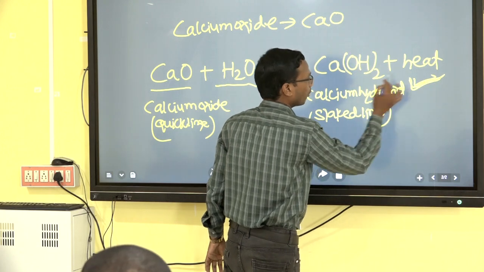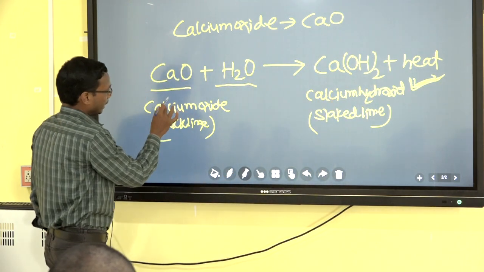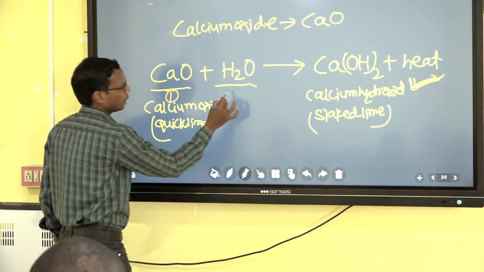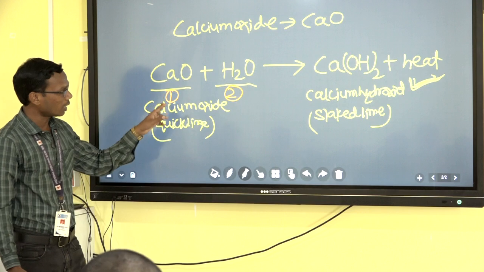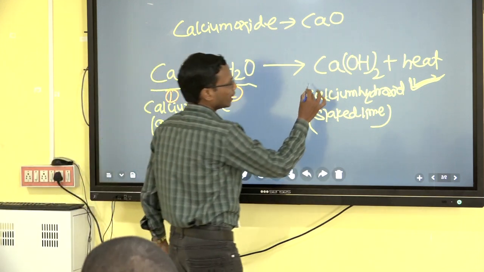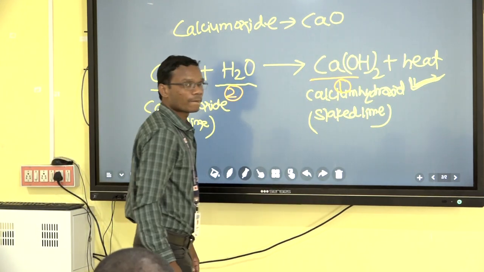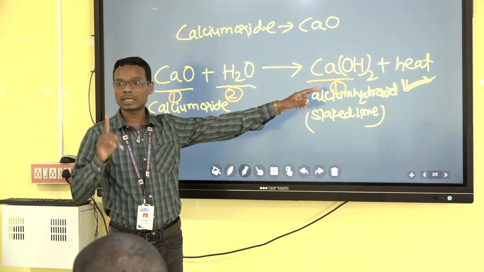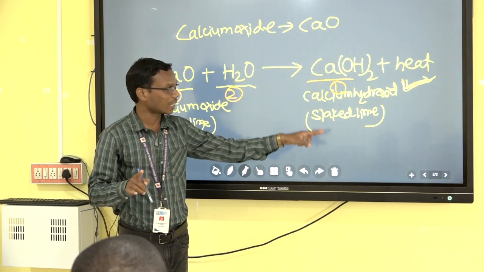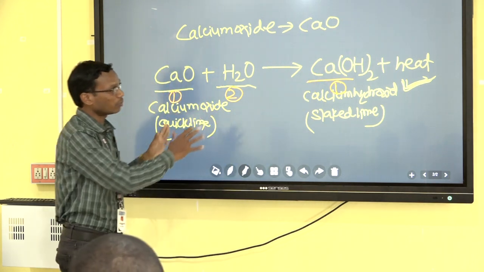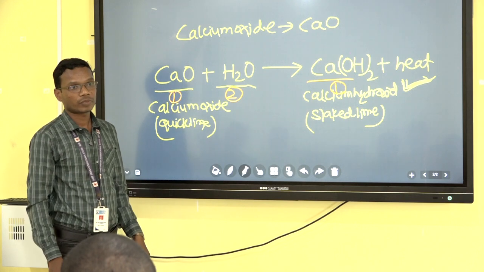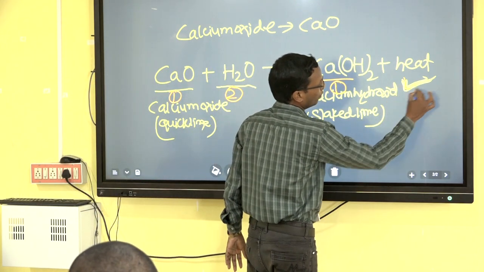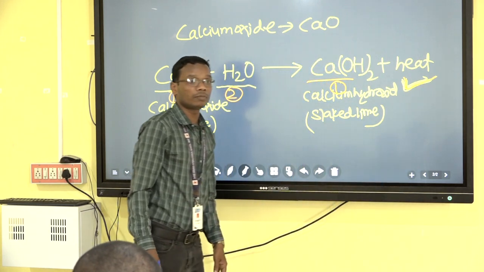This is a side note, but our topic is that there are two reactants. Reactant 1 and reactant 2 combine to form a single product. Yes or no? How many products are there in this reaction? There is only one product, that is slaked lime or calcium hydroxide. This type of reaction is called a combination reaction. Understand? Now there is another topic: there is a formation of heat.